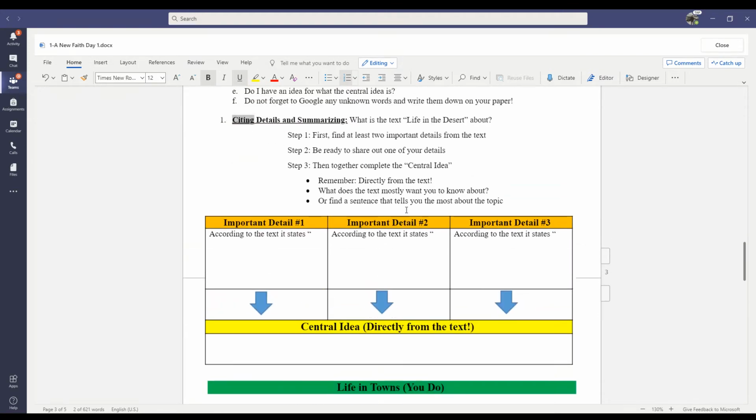Then do the central idea. We were going to do this together. We just ran out of time in class because I gave extra time for the quiz. Remember to decide directly from the text. Think about what the text mostly wants you to know about. Another way to think about this is find a sentence that tells you the most about the topic.